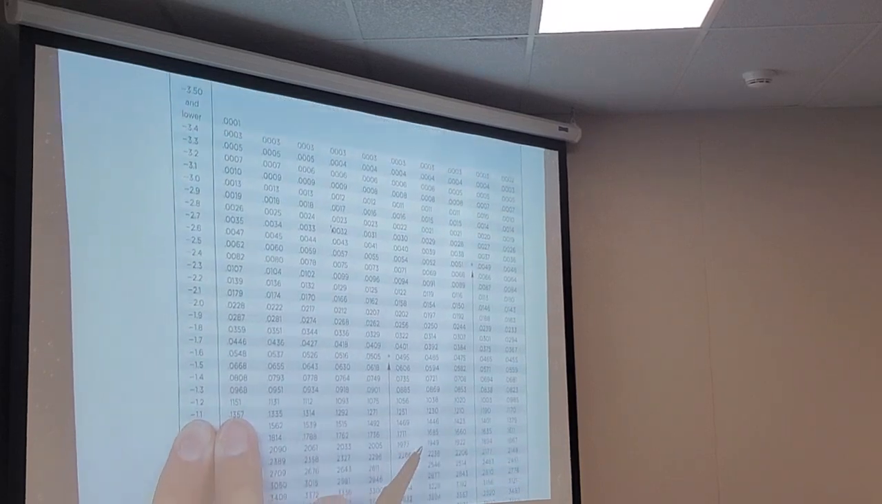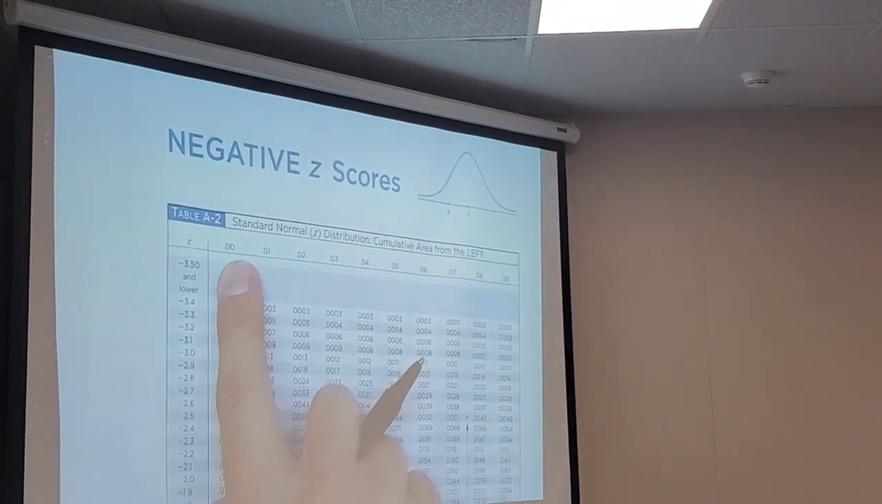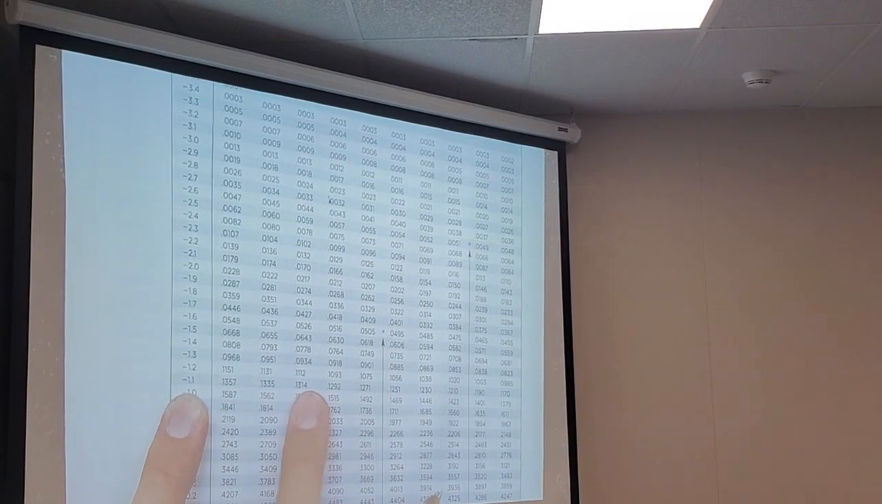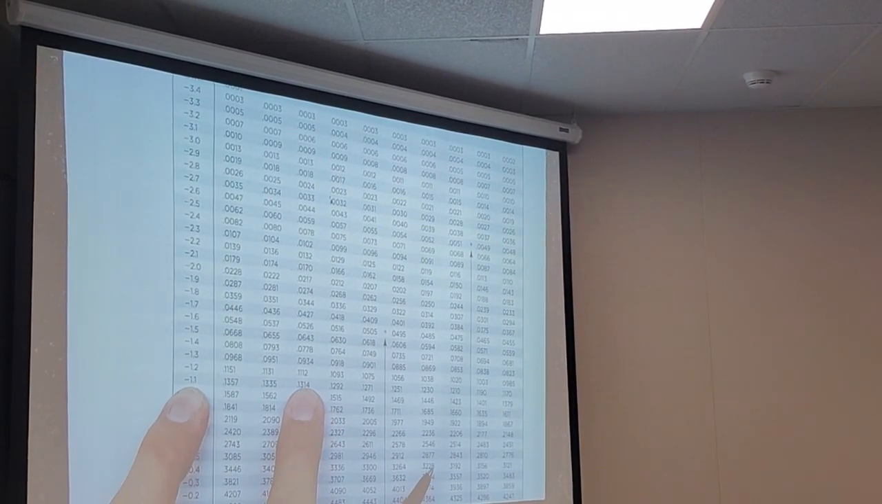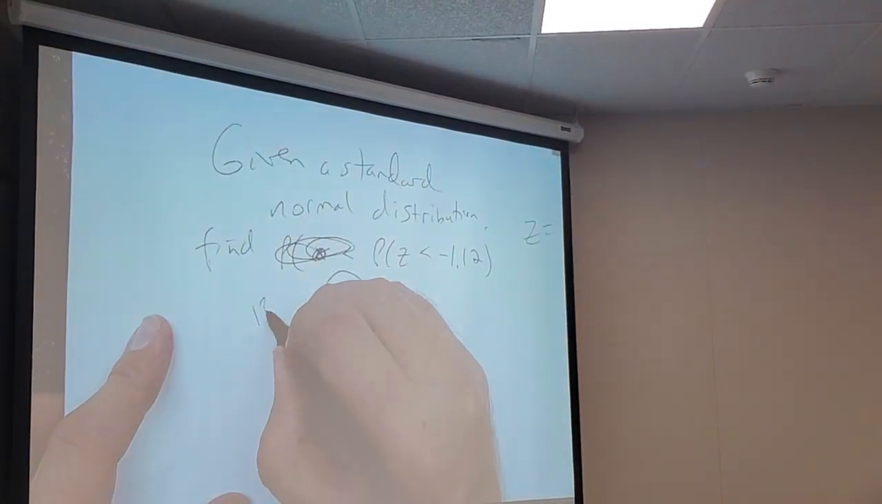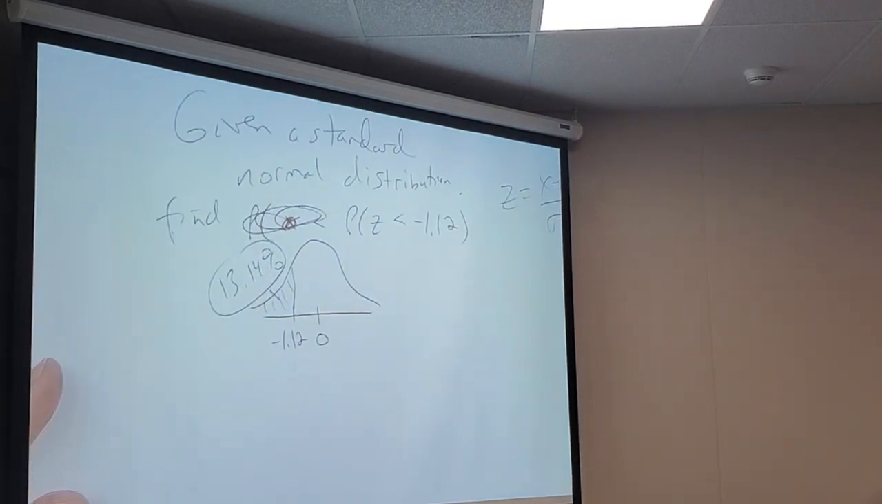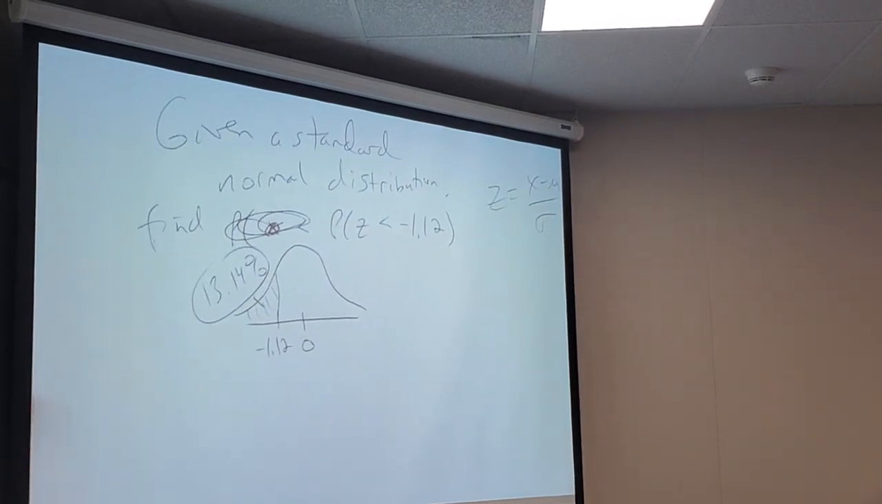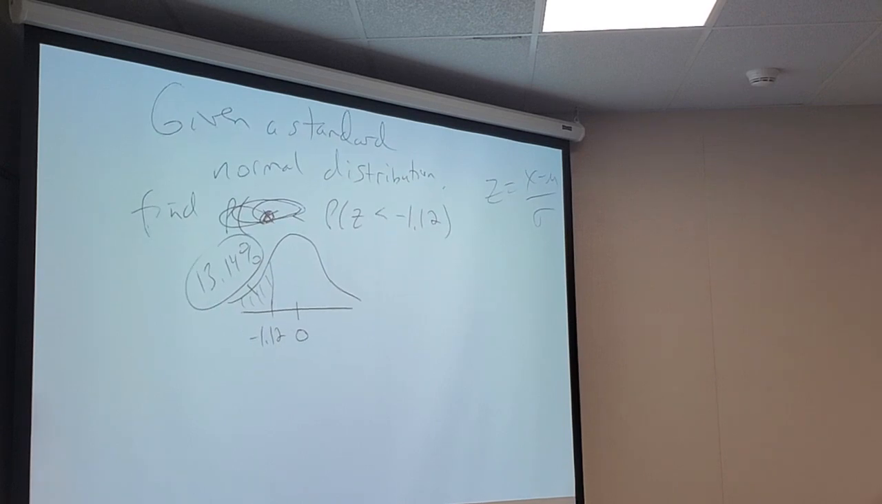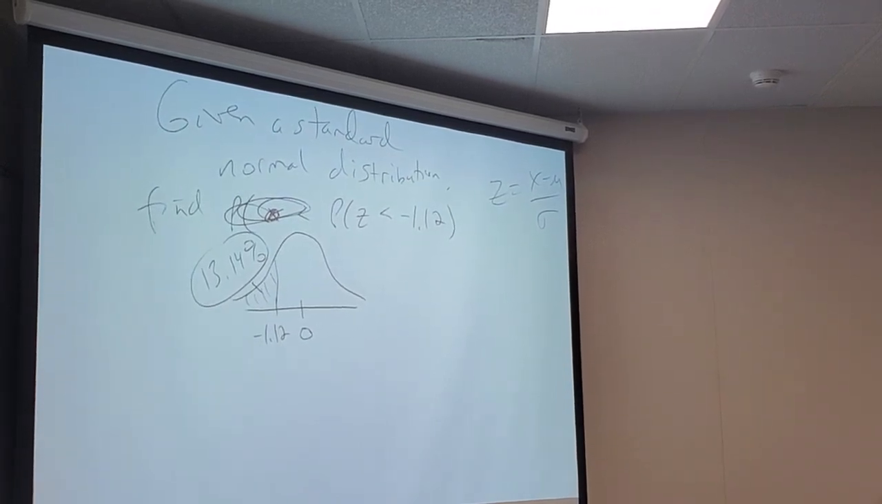And this is where you got to remember. People do this sometimes. 1, 2, but that's not right because it starts at 0, right? So negative 1.12. You guys get that? 13, 14? So there is 13.14% in there. So if your Z-score on a test or something was negative 1.12 and it's normally distributed, 13.14% of the people scored below you.